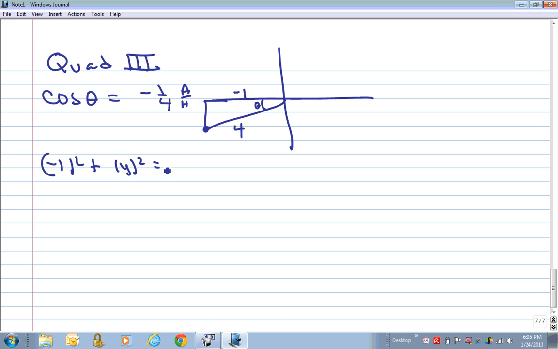So y squared equals 4 squared. So we have 1 plus y squared equals 16. We would subtract the 1 and get y squared equals 16. We would square root both sides and we would get y is equal to either positive or negative 4. Positive or negative 4, depending on the quadrant you're in. So I'm going to say this is 4.